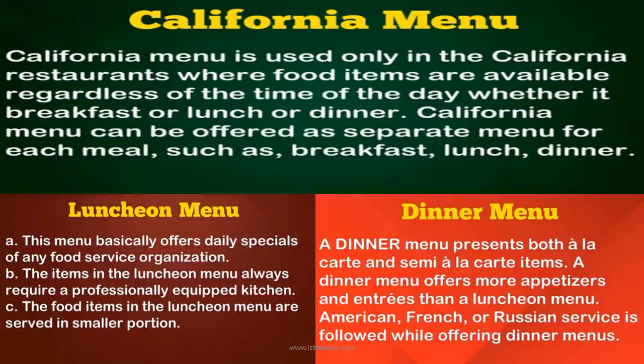California menu. The California menu is used only in California restaurants, where food items are available regardless of the time of the day, whether it's breakfast, lunch, or dinner. The California menu can be offered as a separate menu for each meal, such as breakfast, lunch, and dinner. So these are the characteristics and the definition of the California menu.